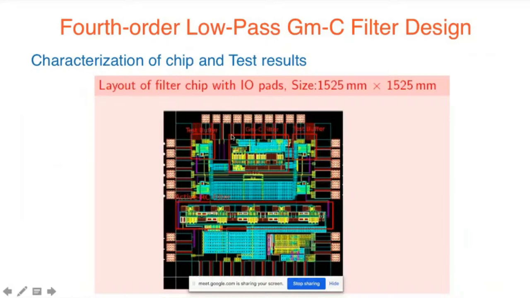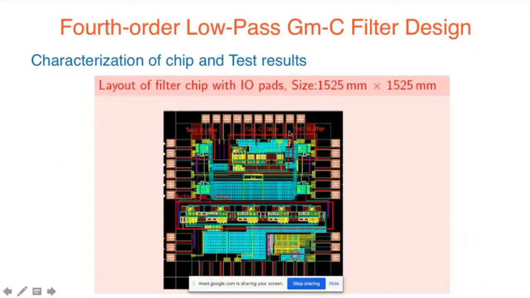So accordingly, you can see this is my filter, and the additional circuits are a fixed GM circuit and a test buffer circuit, all of which are required to make this filter work properly. Additionally, there is one more circuit called a voltage regulator, which is also an MTech project. So this whole chip is designed in an area of 1525 micrometers by 1525 micrometers using UMC technology.